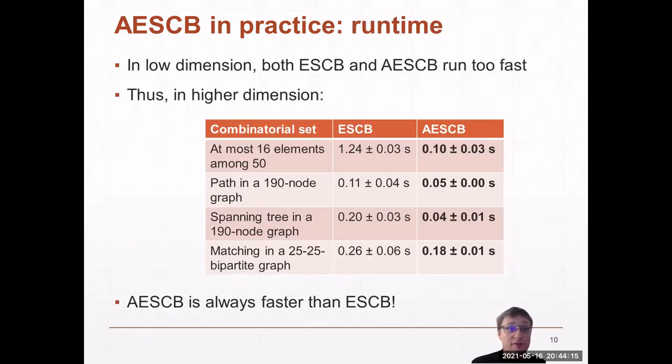So the first part of the evaluation is the runtime. When you check in low dimension, both ESCB and AESCB run very fast, so there's nothing much to see. This is why in this table, I only focus in really high dimension. And you can see that AESCB always runs faster than ESCB with a much lower variance. So that's really interesting if you want to implement ESCB in a practical system. You know that the performance will not vary a lot as opposed to ESCB.